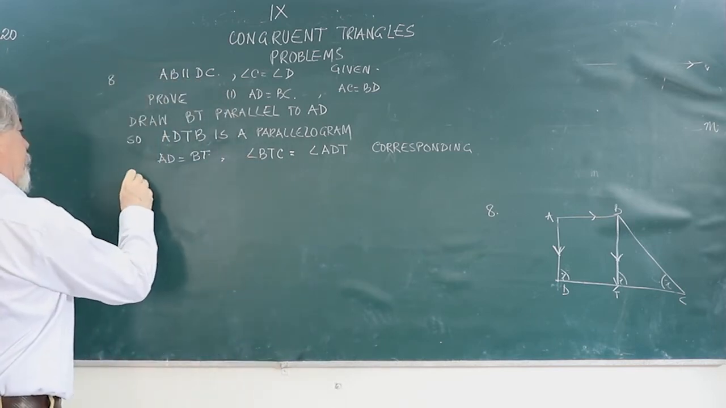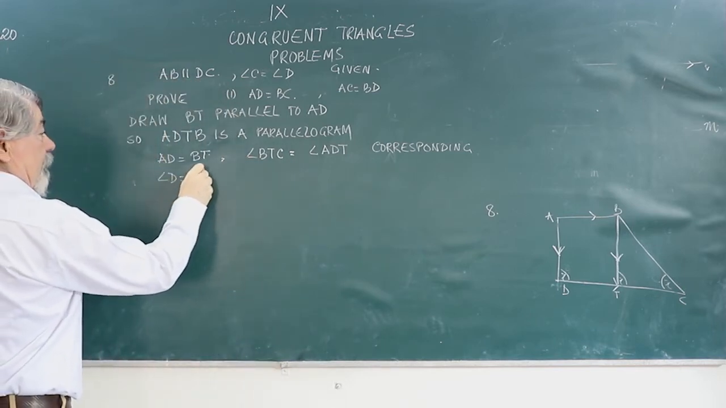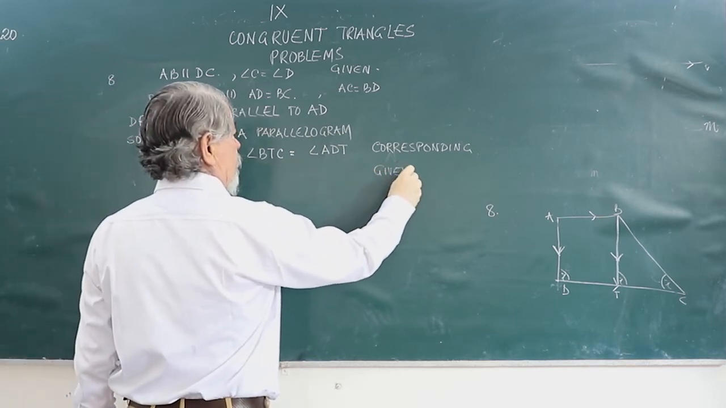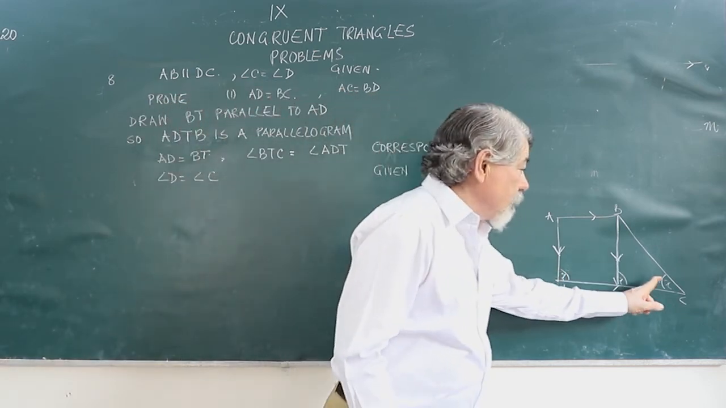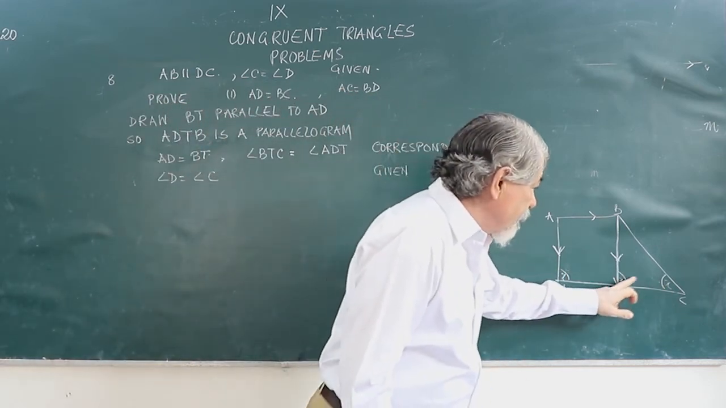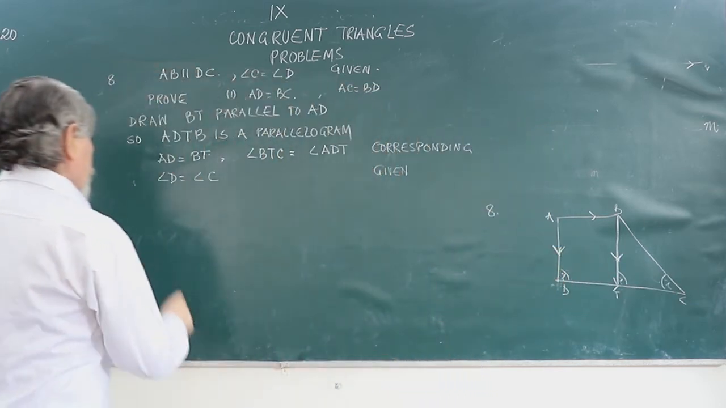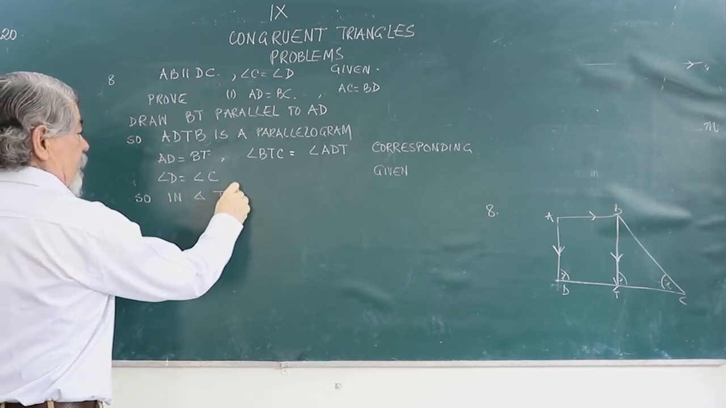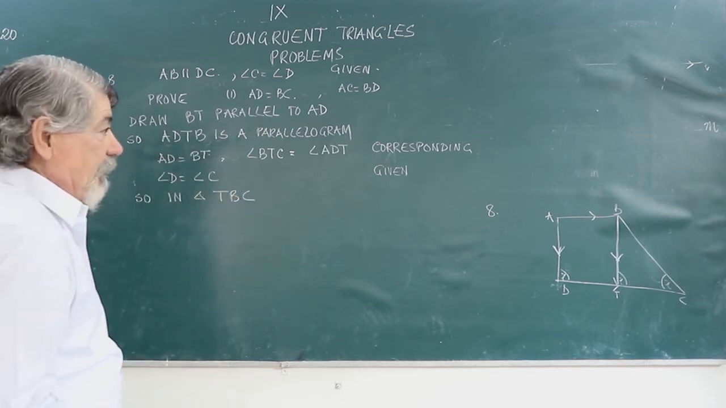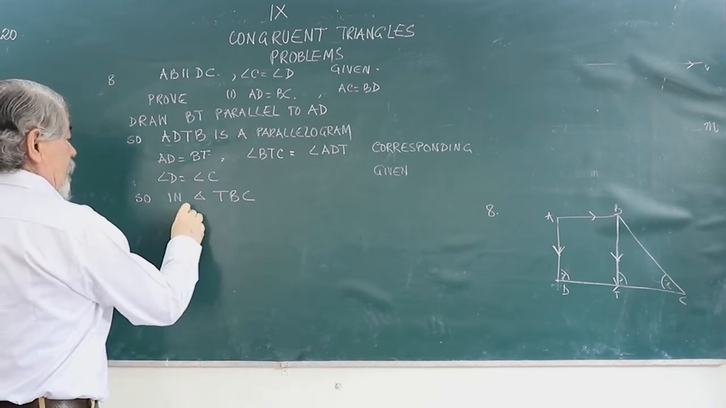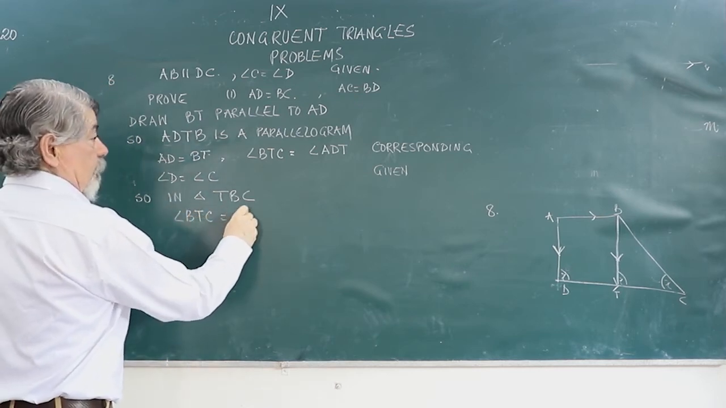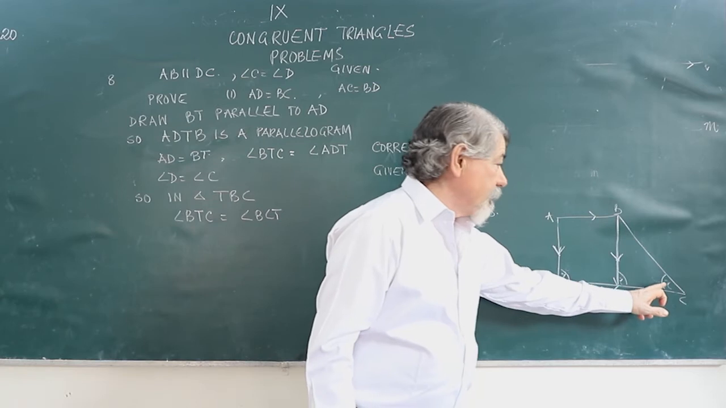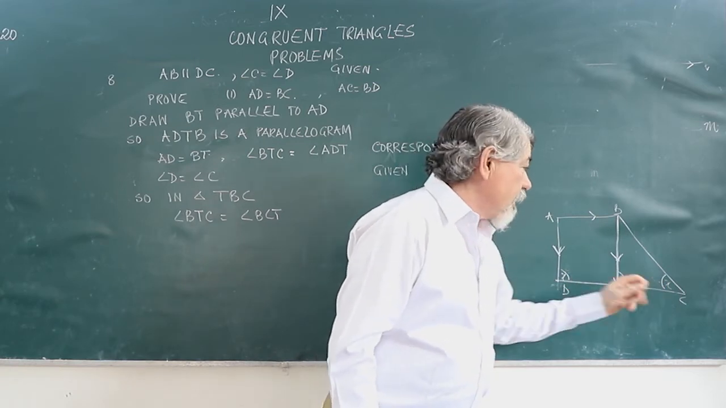Given: angle D is equal to angle C, it is given to you. This angle is equal to this angle, given to you. I have proved this angle is equal to this angle. So, in triangle TBC, angle BTC is equal to angle BCT. We have proved because this is x, and this is equal to this, so these are equal.